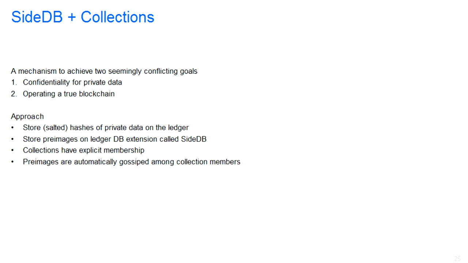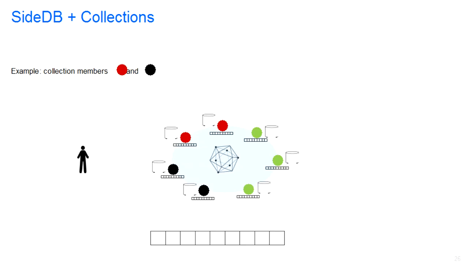And at the same time, we store, at some nodes that are privy to the preimage, the data in a SideDB, which is not a DB that they build out of the public ledger, but they build it out of other stuff, essentially. So basically, collections, just a quick recap, they work like this. Same setting as we had before. We had, in this case, red and black collection members.